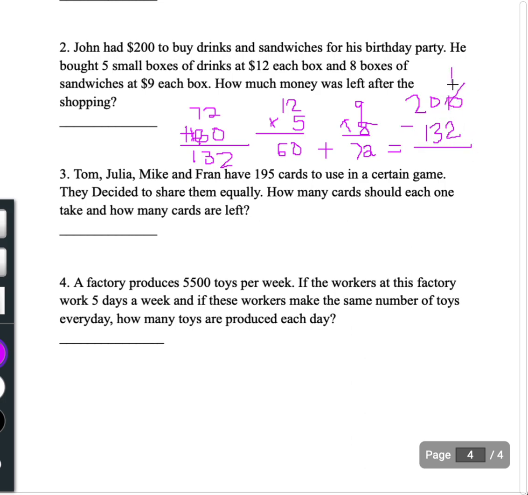So we can subtract it. So this is 10. This turns into a 10. This turns into a 9. And this turns into a 1. So 10 minus 2 is 8, and 9 minus 3 is 6. So we know now that John had $68 left after shopping.